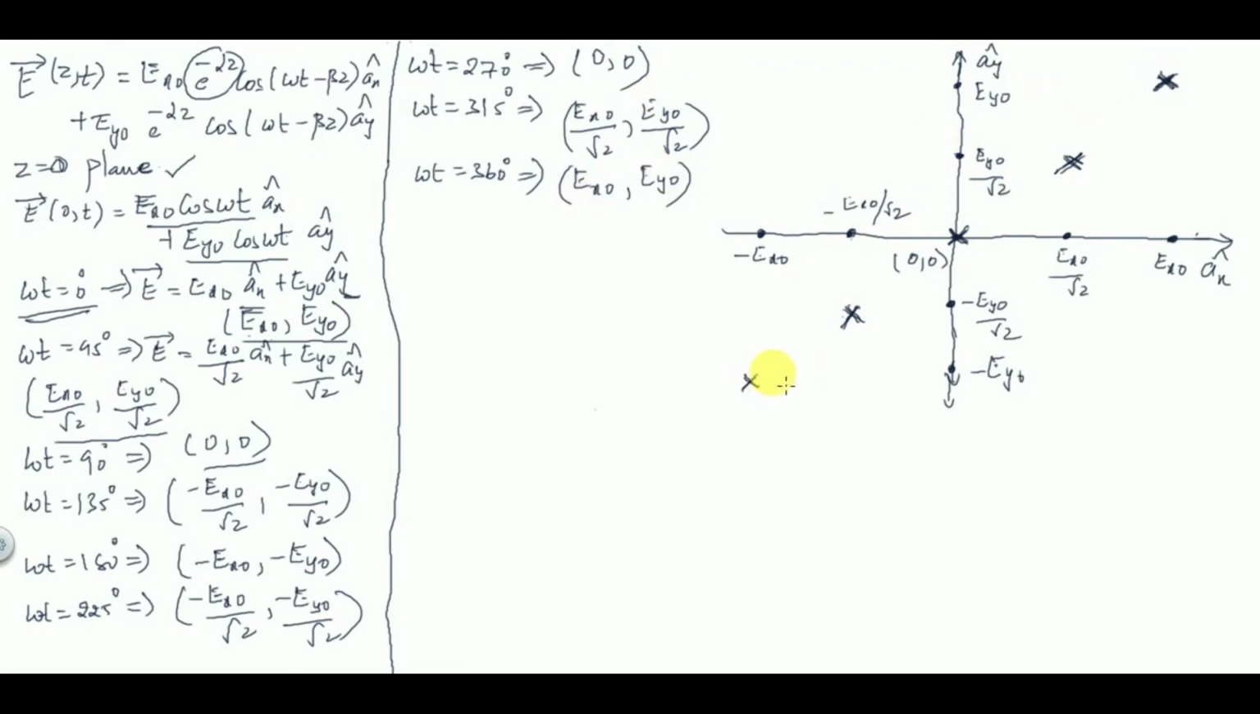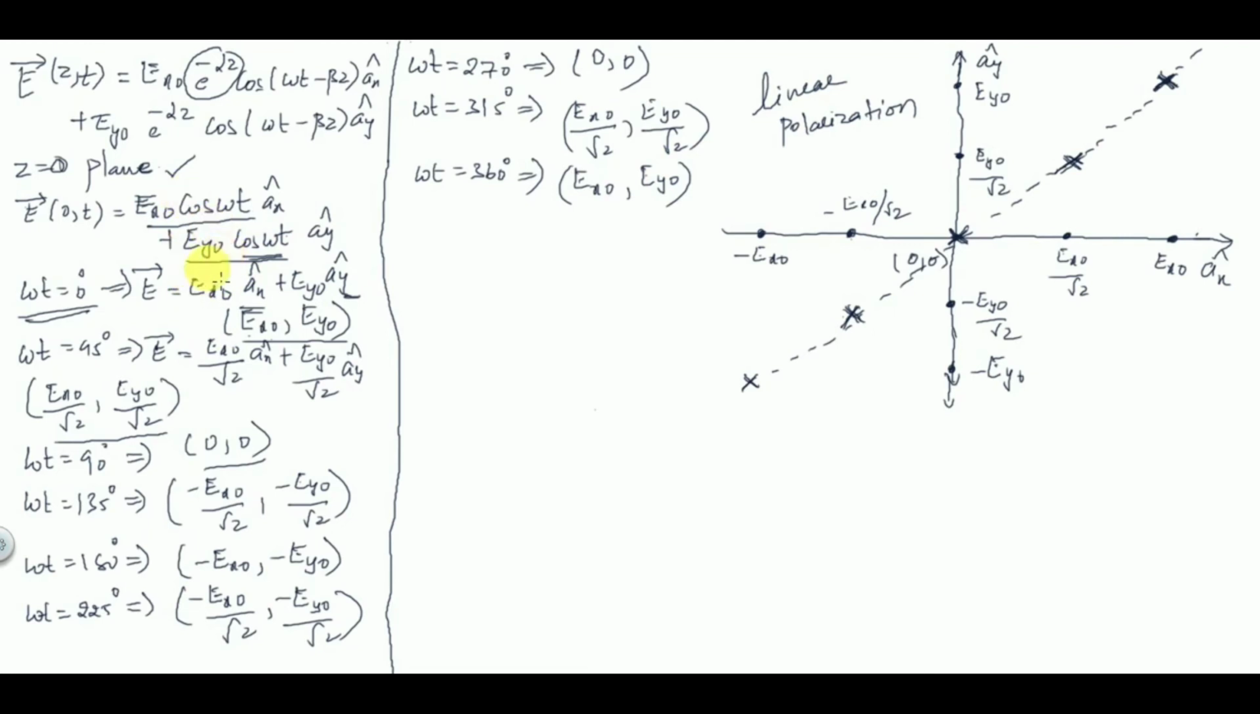If you join the locus of all those points, what are you getting? You are getting a straight line, and hence it is linear polarization. So why are you getting this? Because there is no phase shift, because both the terms represent cos omega t only.